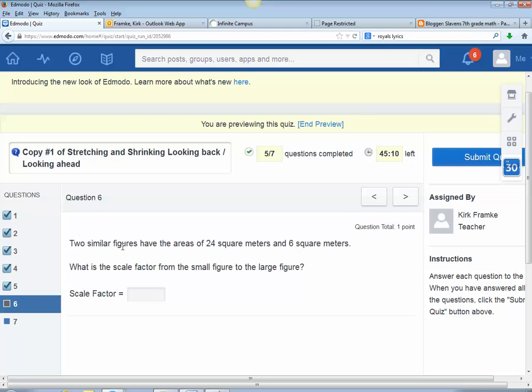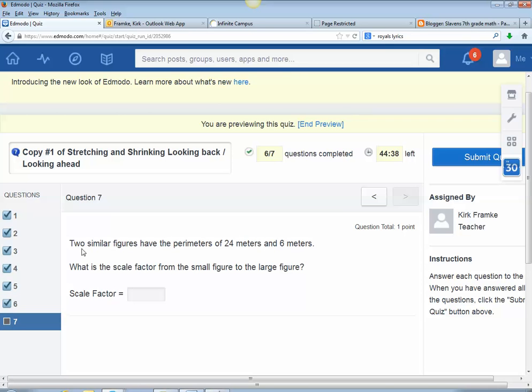Two figures are similar. They have an area of 24 square meters and 6 square meters. What is the scale factor from small to large? So what did I multiply 6 by to get 24? Well, I multiplied 4 to 6. So the scale factor squared is 4. So the scale factor must be 2. Remember, the connection between scale factor and area is scale factor squared. If you typed in 4, it's just not right.